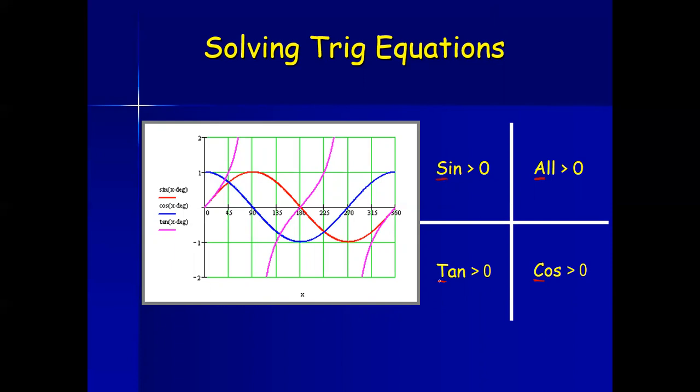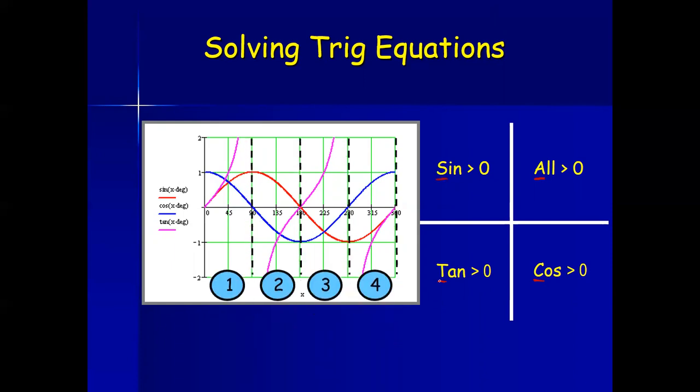So how many quadrants? 4. So the first quadrant, because we've got a period of 360, remember the full circle makes 360, the first quadrant is going to be 360 divided by 4, which will end up at 90. The next quadrant between 90 and 180, then the next quadrant between 180 and 270, and the last quadrant from 270 to 360.